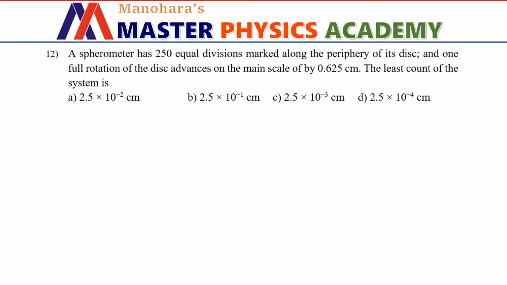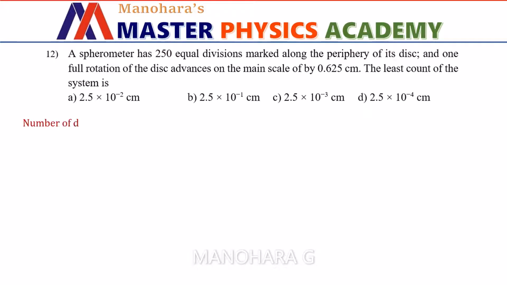A spherometer has 250 equal divisions marked along the periphery of its disc, and one full rotation of the disc advances on the main scale by 0.625 centimeter. The least count of the system is.